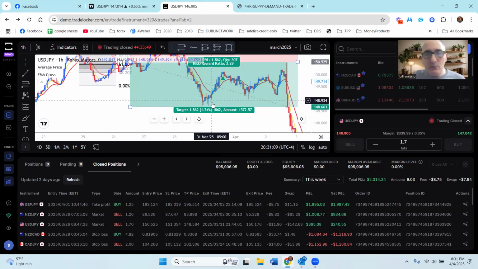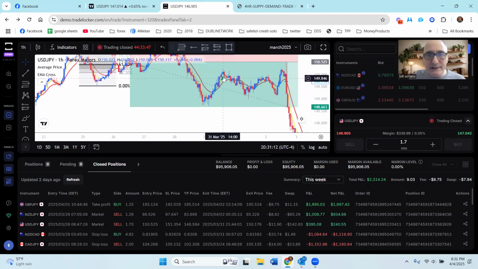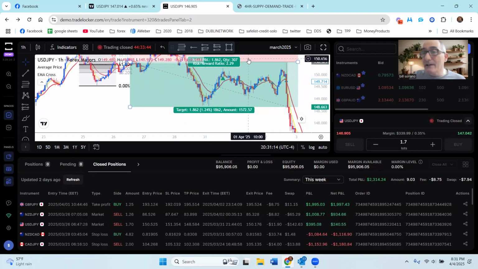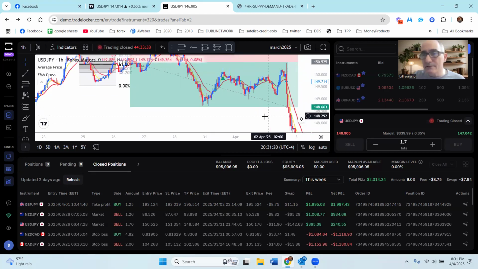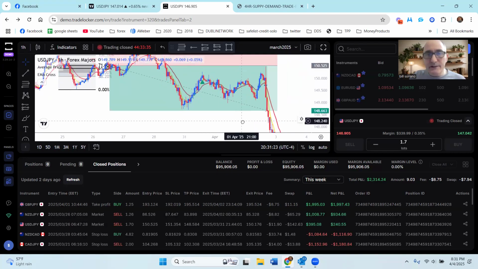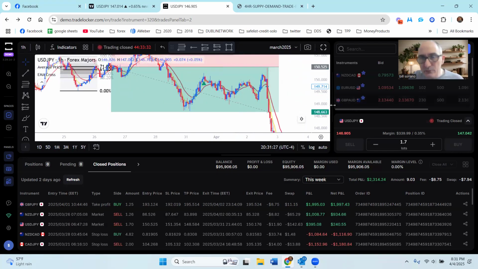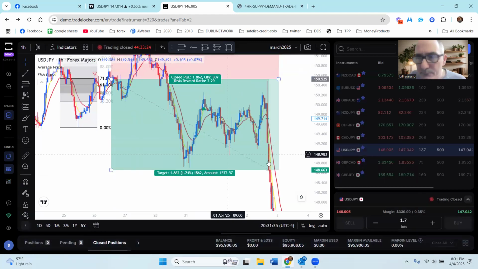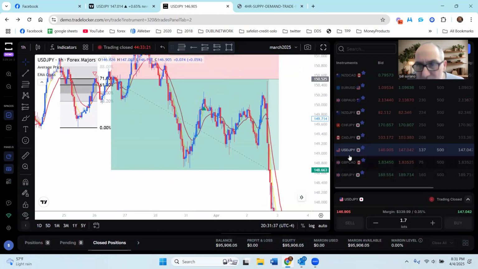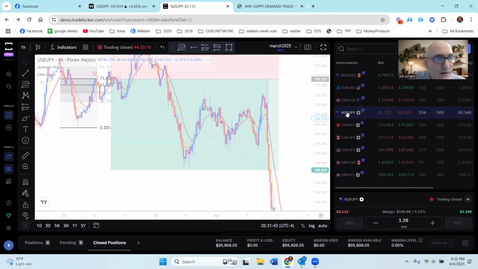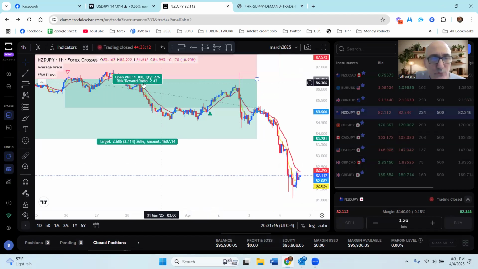Now, I didn't do that when I got up, and then eventually I got out of the trade right here because I thought it was going to go back to break even. And then it ended up going back down, coming back up, and then dropping straight down. So I could have got the full 2.29% on that one. And then, of course, the other one was NZDJPY, right? And I could have gotten the full 2.43% on this one, but I got out right here.